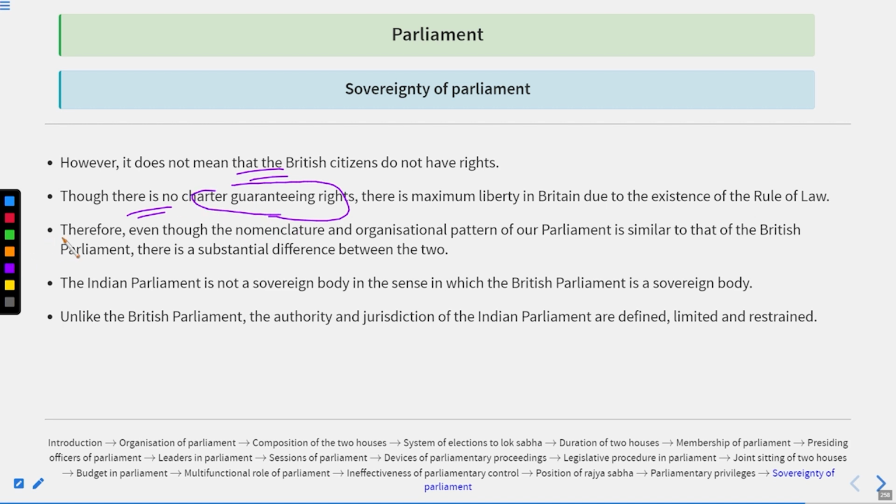Therefore, even though the nomenclature and the organizational pattern of the Indian Parliament is similar to that of the British Parliament, there is a substantial difference between the two. The Indian Parliament is not a sovereign body in the sense in which the British Parliament is a sovereign body. Unlike the British Parliament, the authority and jurisdiction of the Indian Parliament are defined, limited and restrained by the Constitution, which is not applicable to the British Parliament. Got it?